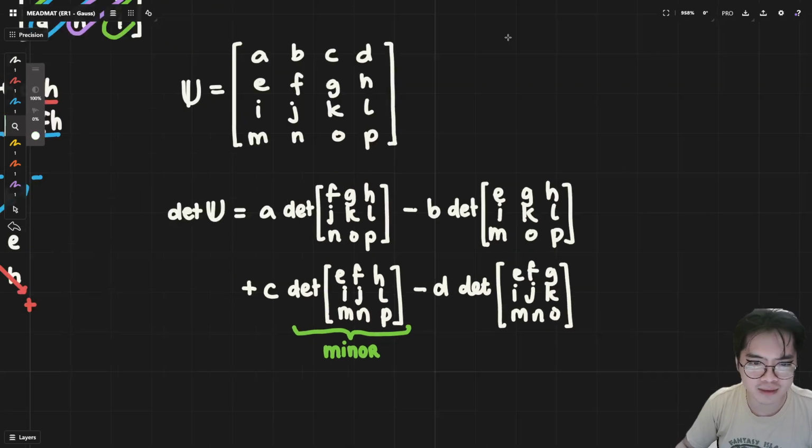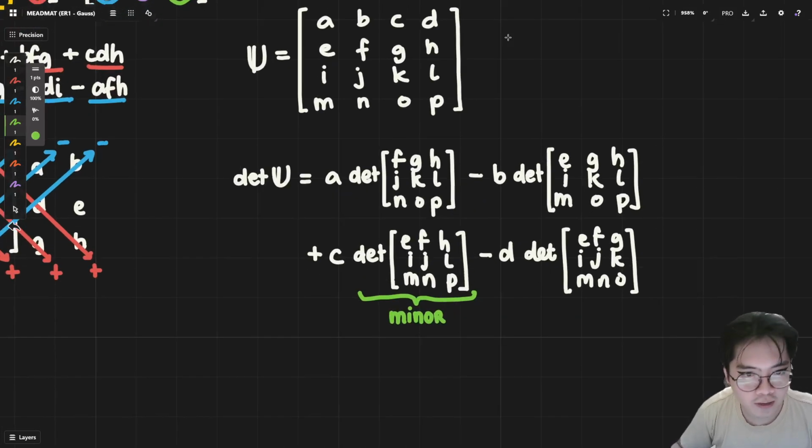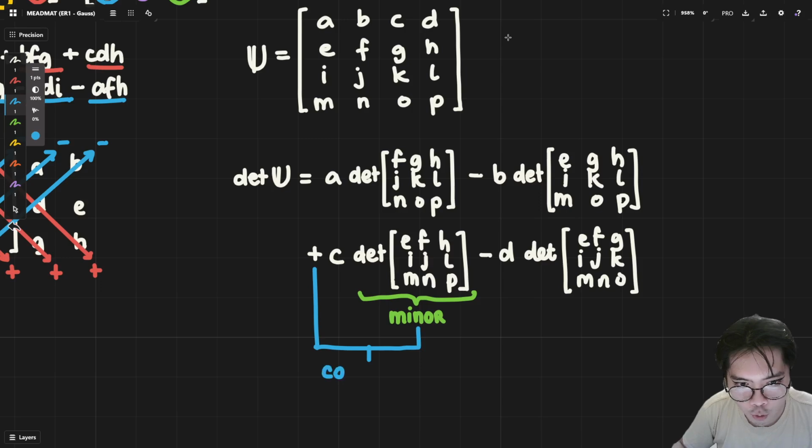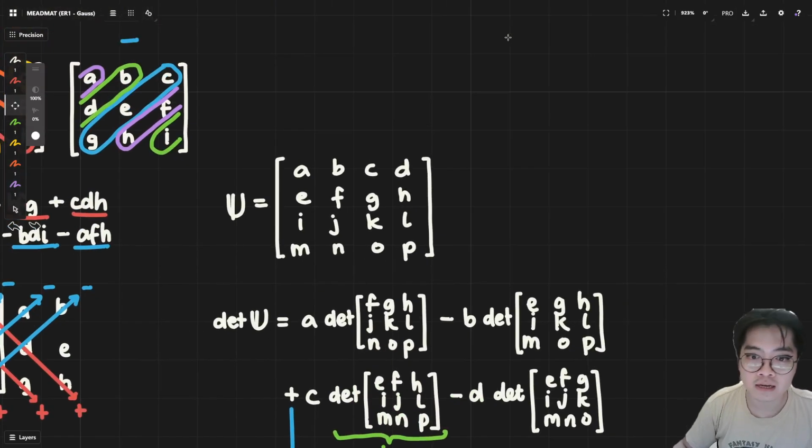Minor, hopefully it makes sense for you guys, is kind of like a smaller version of the matrix. And then the cofactor is going to be the minor, and if you add the sign, that is going to be your cofactor. Here's the deal. The cofactor is not just a simple plus minus plus minus. There's actually a computation that goes into it.